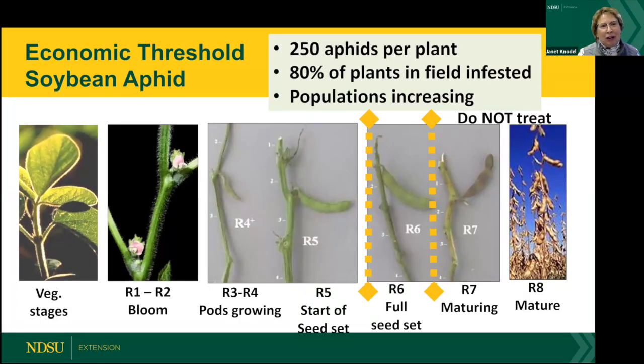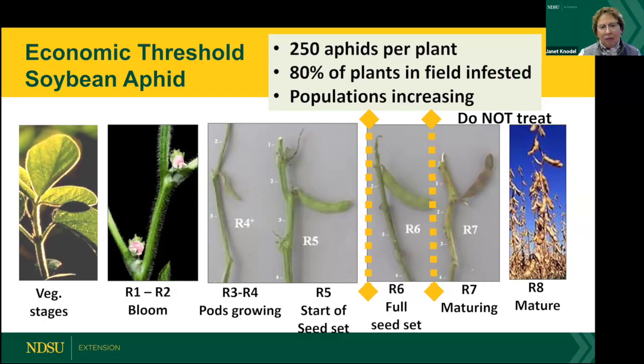Just a little refresher. We all know what the aphid threshold is. It's an average of 250 aphids per plant, and 80% of the plants infested as the populations increase. And this is good for the vegetative through the R5 stage. As we get to the R6 stage, it gets a little more gray. Entomologists know that the threshold goes up.